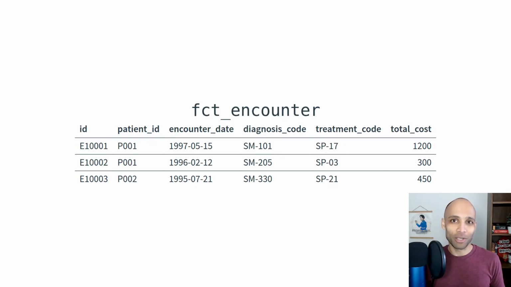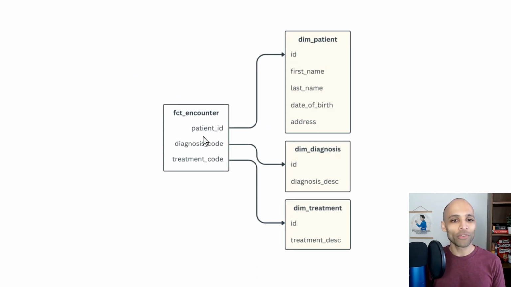That's where dimension tables come in. While fact tables represent events, dimension tables represent things. We can join these two kinds of tables, facts and dimensions, to get the whole picture. For example, we can join this fact encounter table to our patient dimension table. Specifically, we can take that patient ID from the fact table and join to the ID from the patient table. Doing that, we can see the patient's name, their birth date, the address, and all the other things that you would need for identity theft.